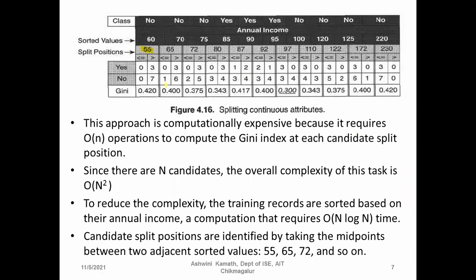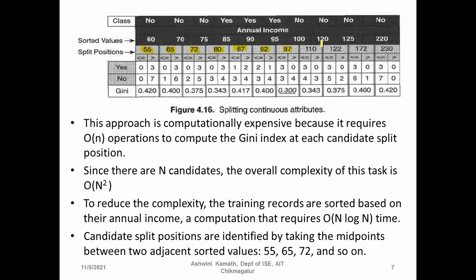55 is the split position. When we consider 50 and 60, consider the midpoint. 55 is the midpoint, right? Again, in between 60 and 70, it is 65. In between 70 and 75, you consider the midpoint. It is 72. 75 and 85, it is 80. 85 and 90, it is 87. Then again 90 and 95, 92. 95 and 100, 97.